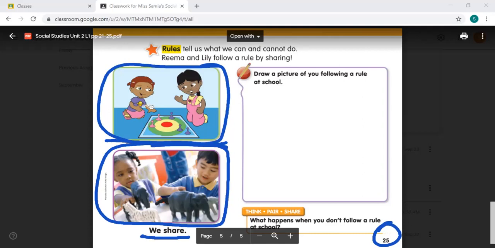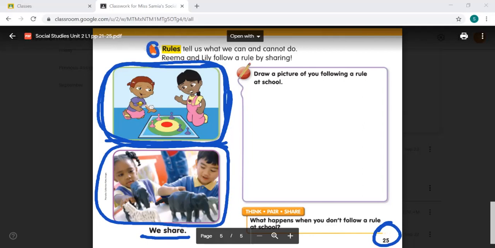All right. So when Rima and Lily finally resolved their conflict and they decided to take turns, what is another way that they could have solved their conflict? Do you think they could have shared maybe? Yes, they could have. They could have listened to each other also, right? So if something's bothering someone, listen to the other person so that you understand what's bothering them.